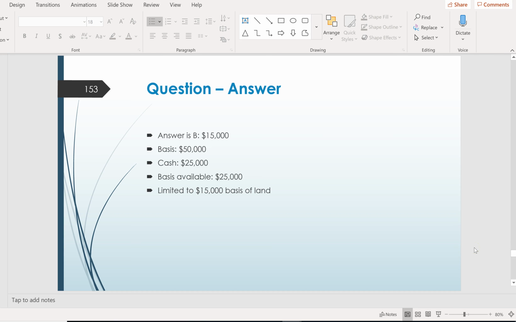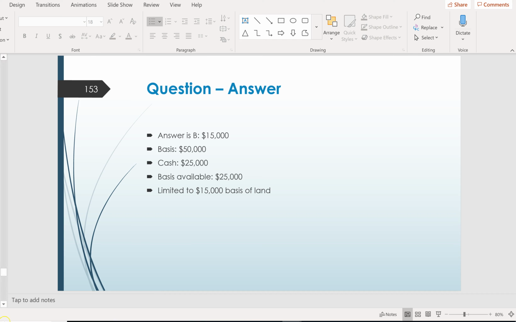So while B is the answer, 15,000, that's the basis of the land to Herb. In the next question, they might ask you, how much is Herb's remaining basis in the partnership? And then you would say 10,000, because after the cash, that would have brought his basis down to 25. And then after the land, he'd still have a 10,000 remaining basis because this is non-liquidating and we don't have to zero out his basis.